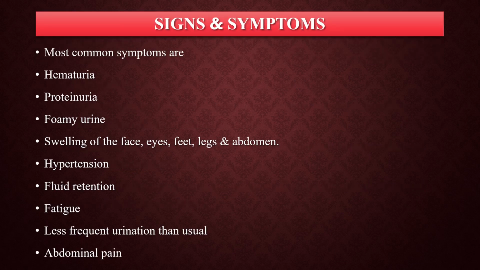And then signs and symptoms of glomerulonephritis. The most common symptoms are hematuria, that is urine excreted with blood. Proteinuria, the major symptom of glomerulonephritis, because proteins are lost in the urine. Another important symptom is foamy urine, and then swelling of face, eyes, feet, legs and abdomen.